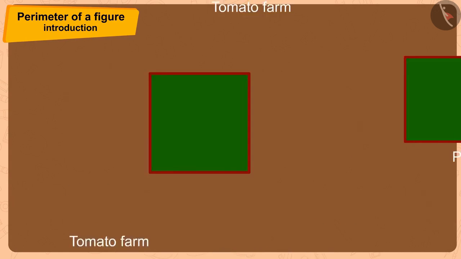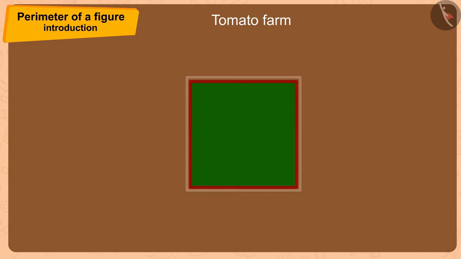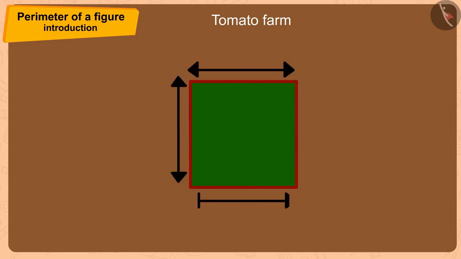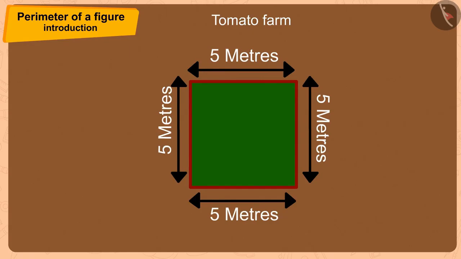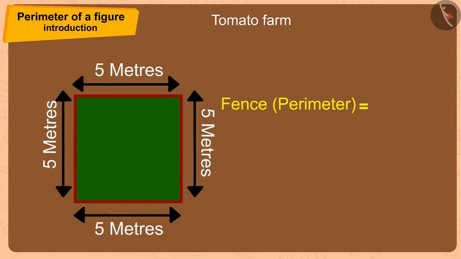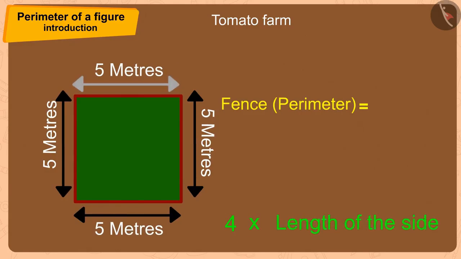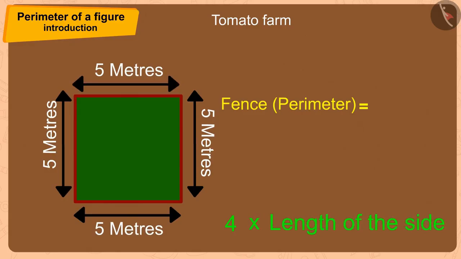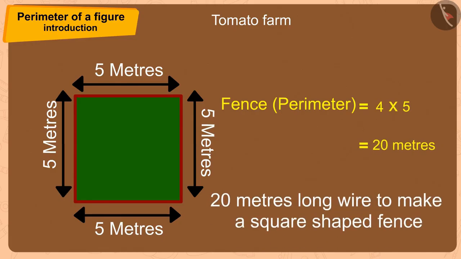Tomatoes are cultivated in a square-sized area, with each side being 5 meters in length. And because all the sides of the square are of equal length, the size of a square-shaped fence will be 4 times the length of the side. In this way, Bhola used 4 times 5 or 20 meters long wire to make a square-shaped fence.